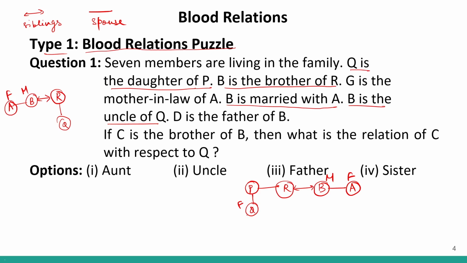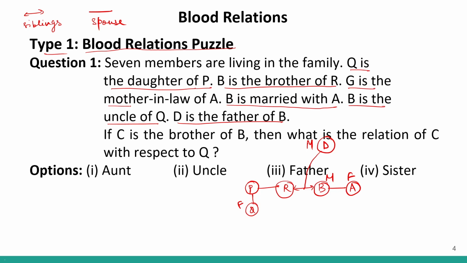B is the uncle of Q, so B will be male. This much information we can get on merging. Now, D is the father of B. So D will be male, father of B. Correct? So D is basically the father of R and B, since R and B are siblings. Correct?